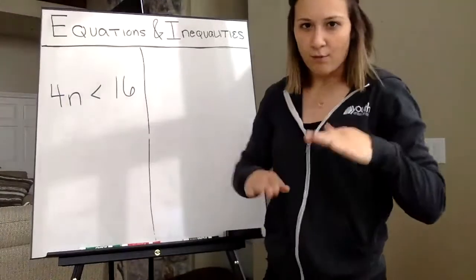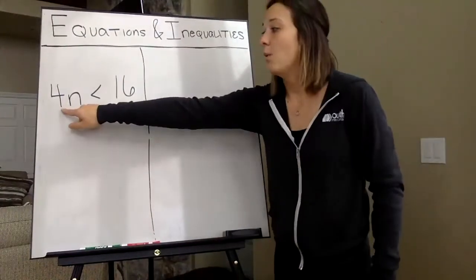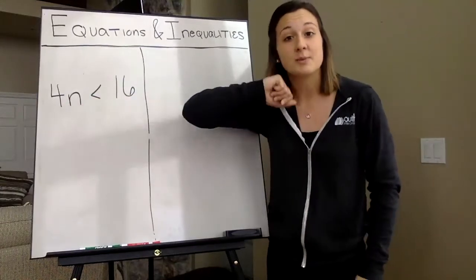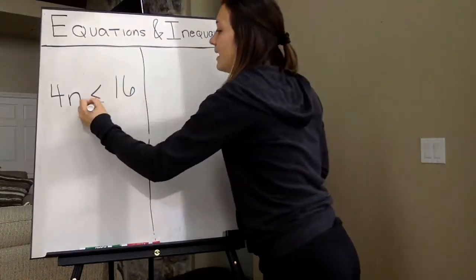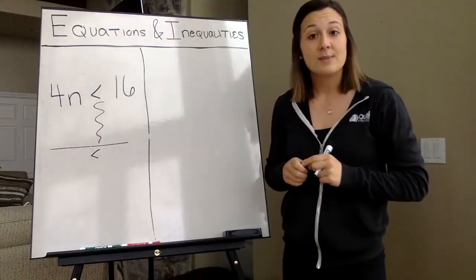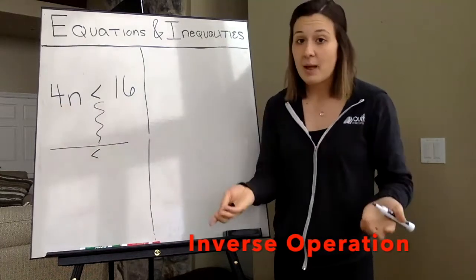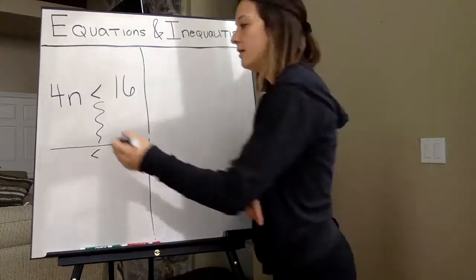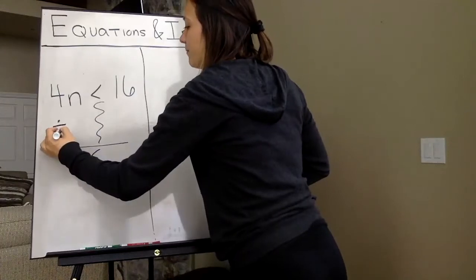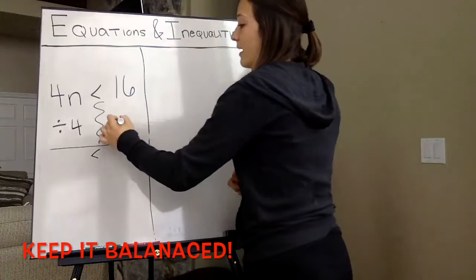Puppy break over. Okay, remember that what's being done between the 4 and the n is multiplication. So if I want to isolate that variable n, I need to do the opposite of what's being done to it. And right now it's being multiplied by 4. The opposite of multiplying by 4 is dividing by 4. So I'm going to divide this side by 4. Rule number 3 says keep it balanced, so I need to divide by 4 over here.